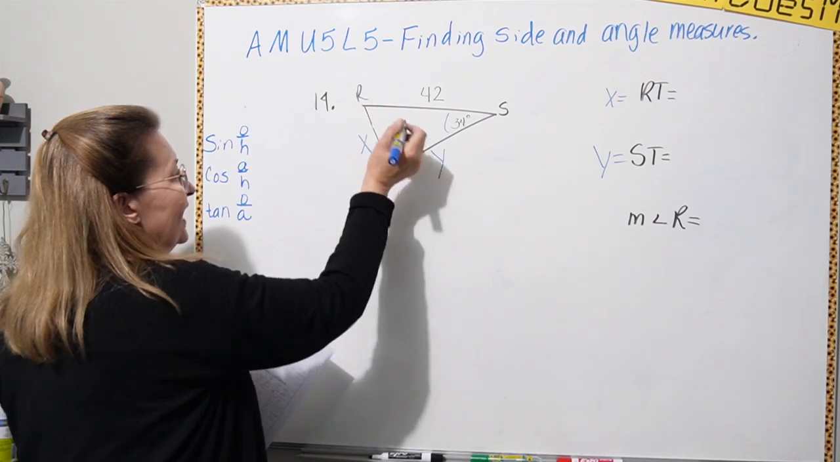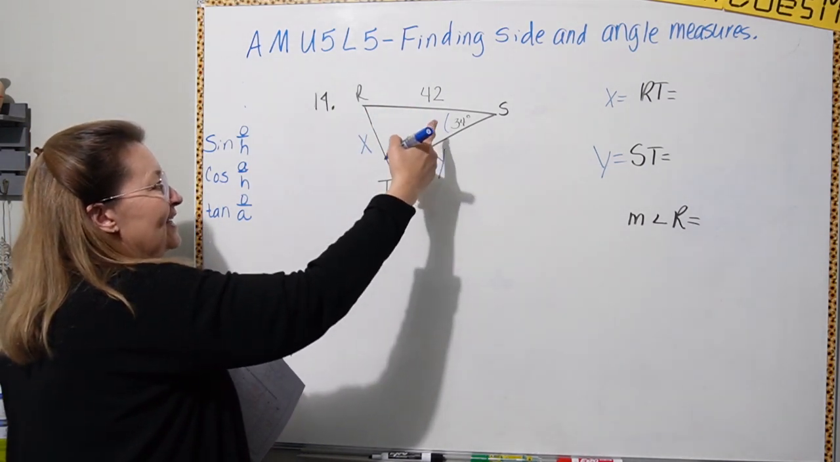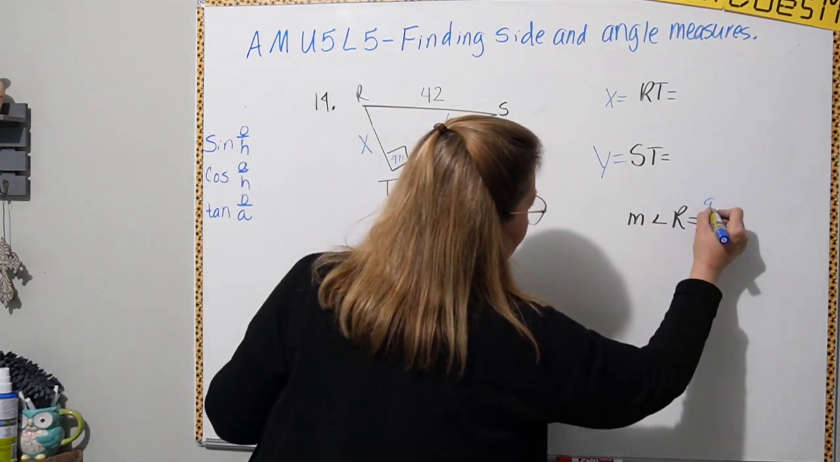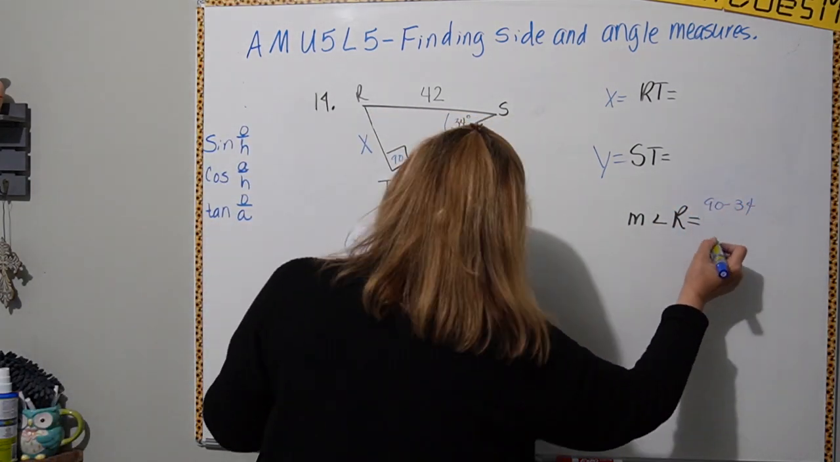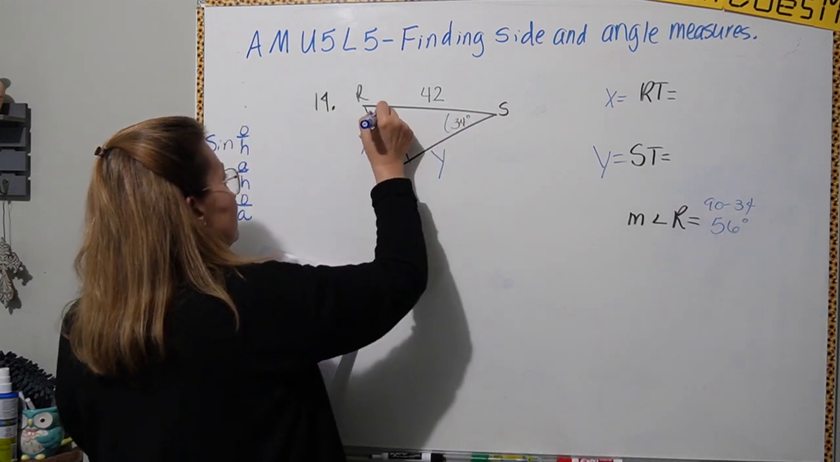To find this missing angle, well, that's going to be an easy one. I know the other two. So I can say 90 minus 34 will give me 56 degrees. All right, so that's this one.